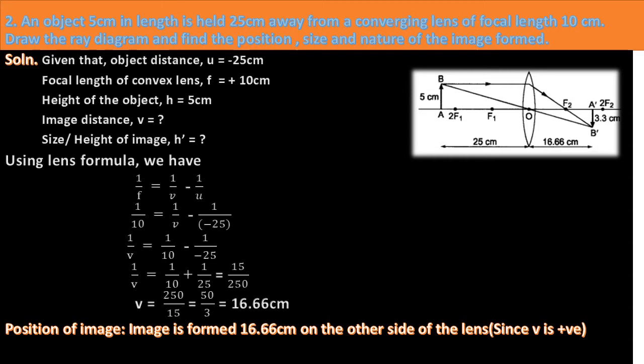So it becomes 1 by v is equal to 1 by 10 plus 1 by 25, and hence we take the LCM of 10 and 25, and finally we get v as 50 by 3, that is 16.66 recurring centimeter. So what is the position of the image? Image is formed 16.66 centimeter on the other side of the lens, or we can say on the right side of the lens, since v is positive.